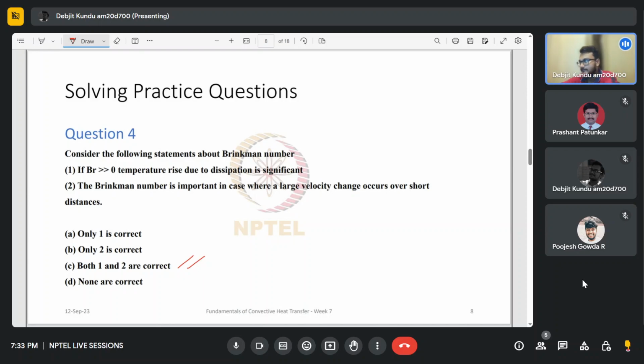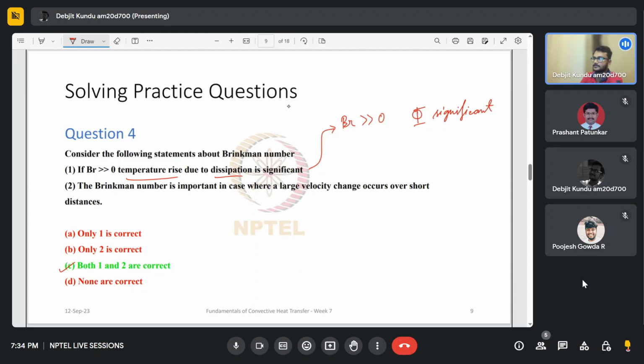Okay, so let's have a look at the solution. And both of you are correct. So it is indeed option C that both 1 and 2 are correct. So this is something that we briefly discussed earlier, that if Brinkman number is much greater than 0, then that means that the dissipation coefficient is actually significant, the viscous dissipation. So temperature rise due to that we have to consider.